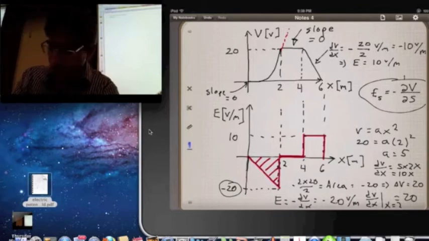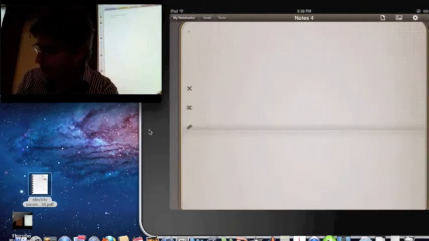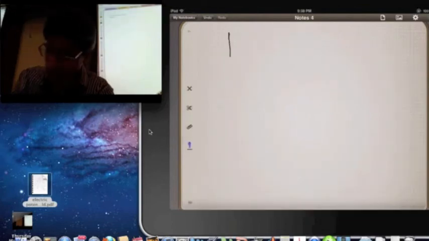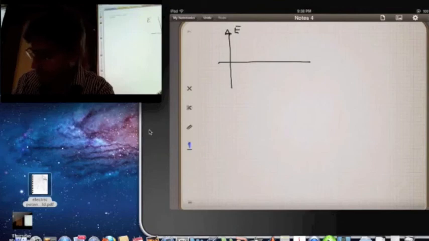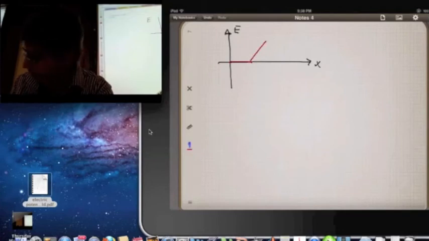Now the other possibility is to have information about the electric field. So let's say that the electric field is a function of x, goes flat between 0 and 2, grows linearly until 4, then it drops to minus 10, flat between 4 and 6, and then it drops to 0.